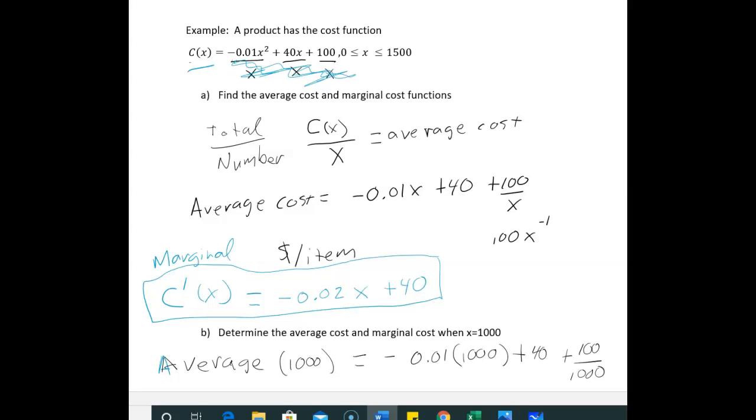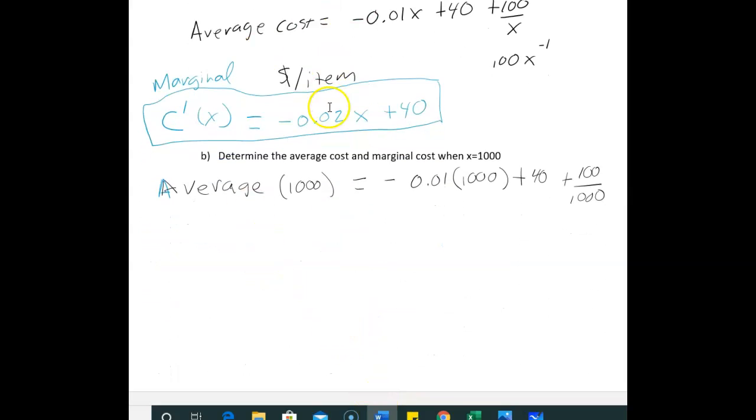Now, to find the marginal cost when x is 1,000, you're going to put 1,000 in for x in your marginal cost function. So we'll do that here. C prime of 1,000 is what I want when I want the marginal cost at 1,000. So I do negative 0.02 times 1,000 plus 40. And I will just do these two out on my calculator while you're catching up here.